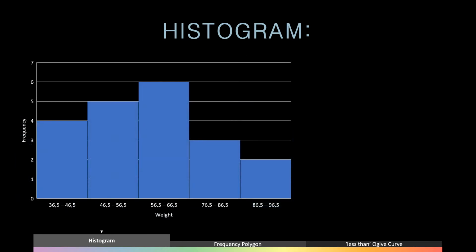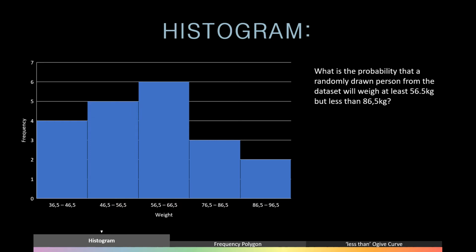So now that we understand that, let's move on to how you would actually be tested on this, or how we can actually use this histogram and determine probabilities. So let us assume that you're asked, what is the probability that a randomly drawn person from this dataset will weigh at least 56.5 kilograms, but less than 86.5? So the most important thing from this question is you want to pay attention to these last two lines, because this is giving us the range of values that we're interested in.